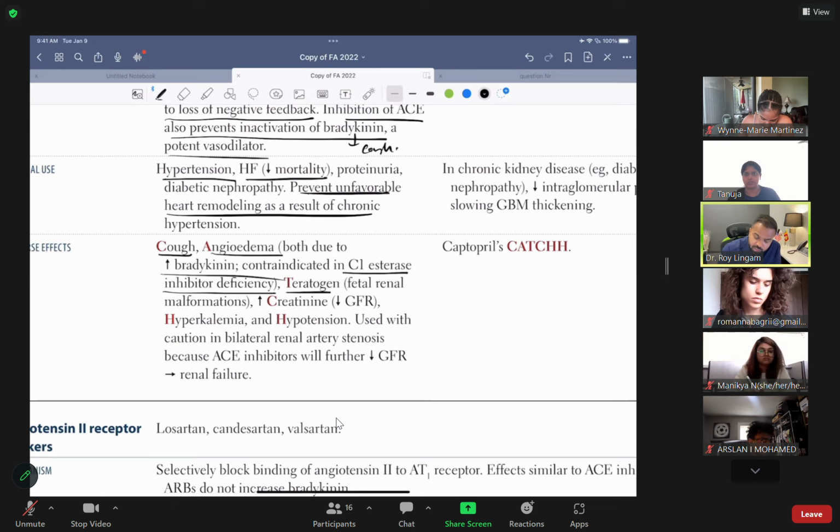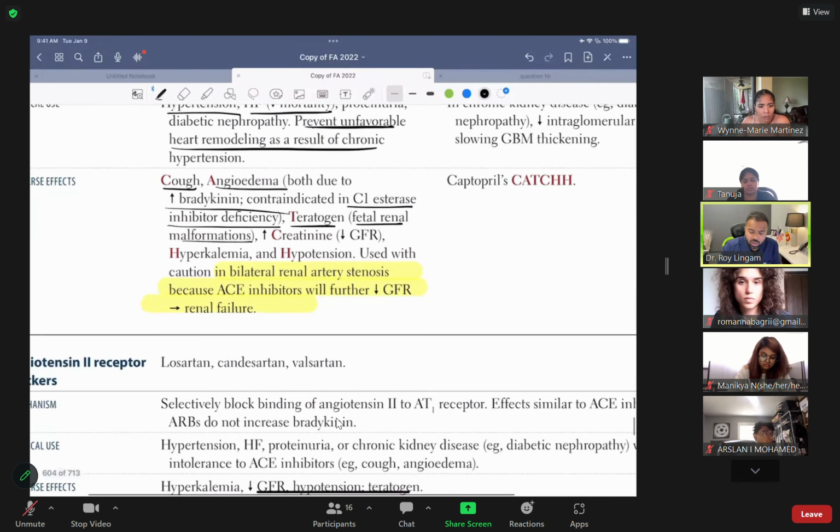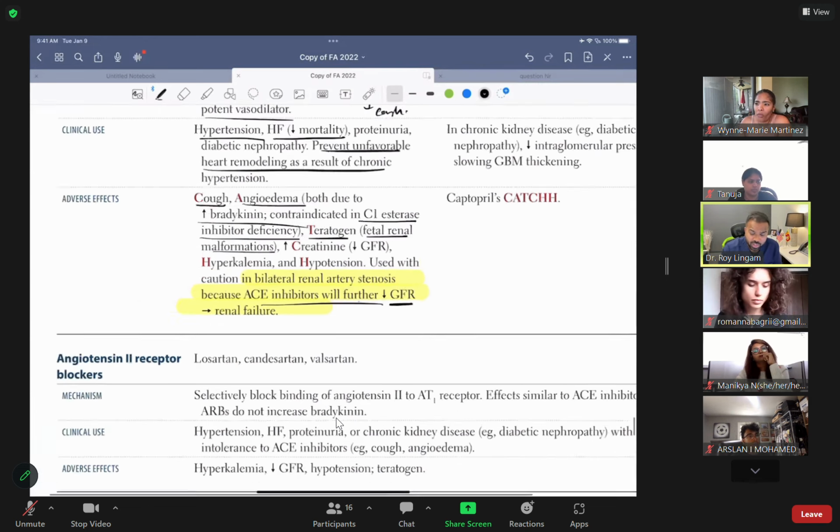Pregnancy cannot take it because of fetal renal malformation. And this one, we talked about this. We cannot give an ACE inhibitor when somebody has bilateral renal artery stenosis because bilateral renal artery stenosis already has decreased renal blood flow, decreased GFR. Giving this will make GFR decrease even more. So if you see here, it's already decreasing GFR, and people with bilateral renal artery stenosis already have decreased GFR, so it will make it worse and renal failure will happen. Is everybody clear, folks? So that's ACE inhibitor.